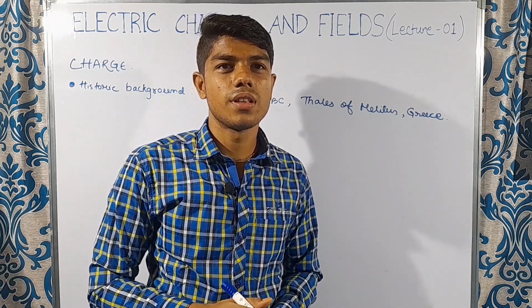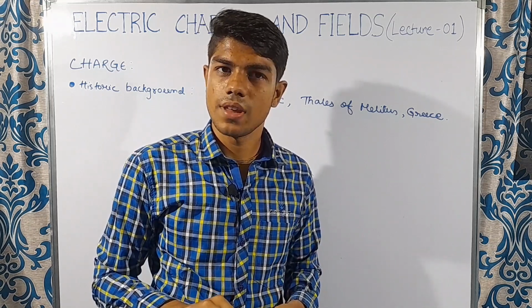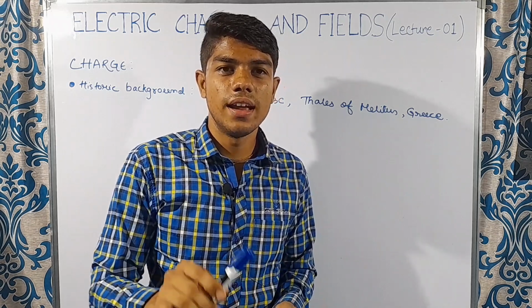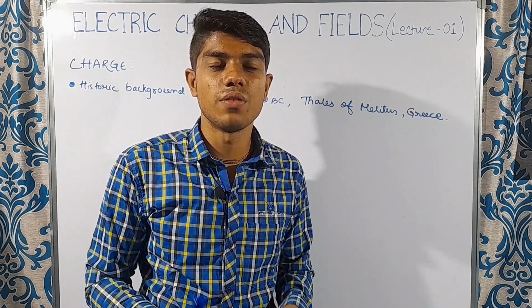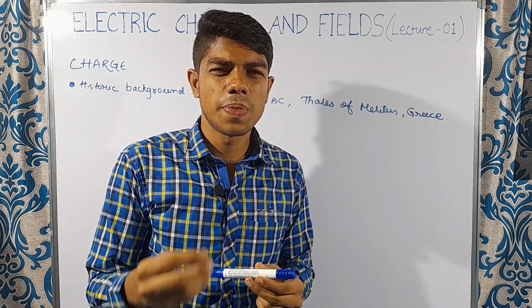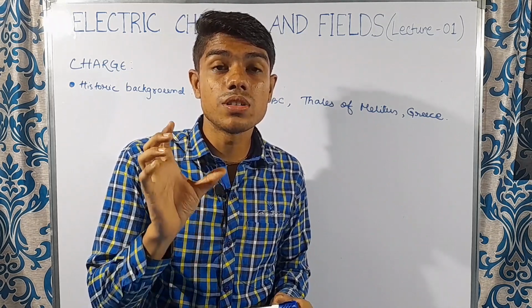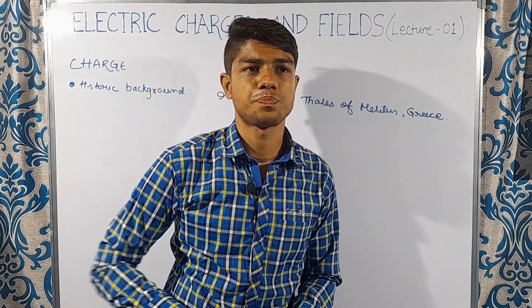Do you remember those magic tricks that you used to take a scale or a plastic pen and then rub it on dry hair, and then when you bring that pen or the scale near tiny bits of paper, you will see that those bits of paper eventually get attracted to the scale or the pen. Now this concept was first discovered by Thales of Miletus.